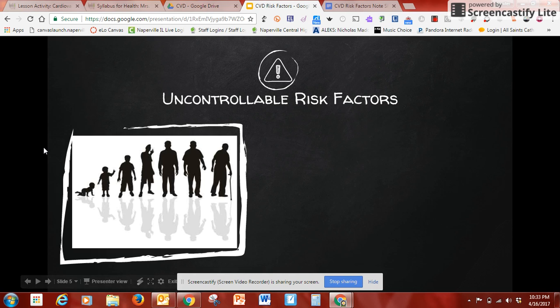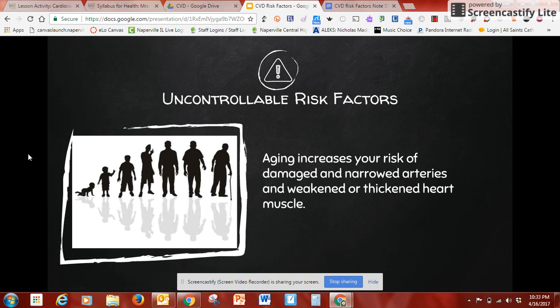So let's start with this first picture. I don't know if you can take a guess at what I'm going for with this picture. If you are thinking age, then you are correct. Aging is going to increase your risk of those damaged and narrowed arteries. And as you get older, the heart muscle gets weaker and thicker, which is going to increase that risk of cardiovascular disease.